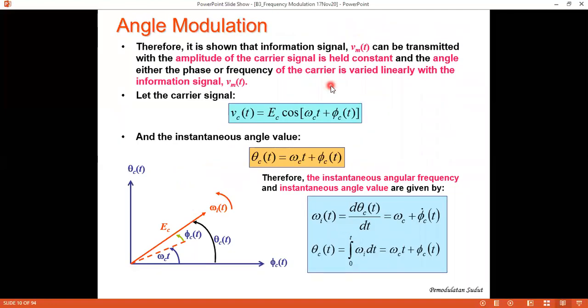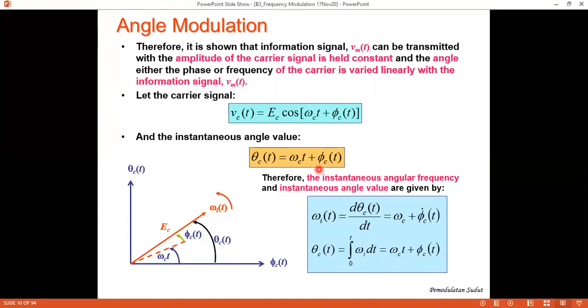Okay, so from that previous slide, we can show that our VMT can be transmitted if the amplitude of the carrier is held constant, but the angle, whether phase or frequency, is varied linearly with the VMT. Assuming our VCT is equal to EC cos(omega CT plus phi CT), this part in brackets is actually our angle theta t. So the instantaneous angle value is theta CT equal to omega CT plus phi CT.